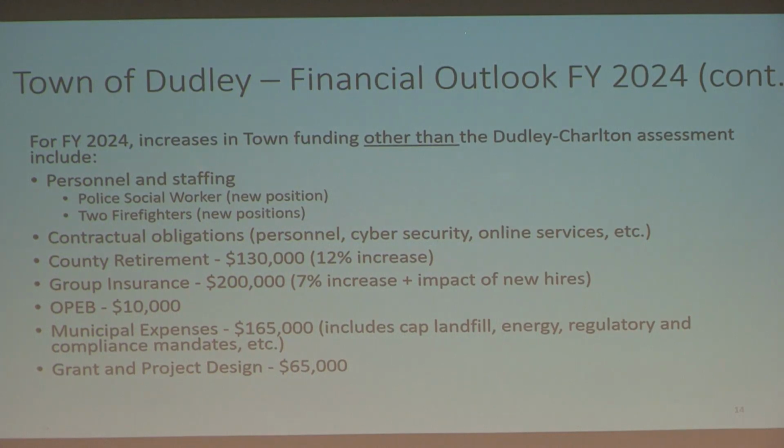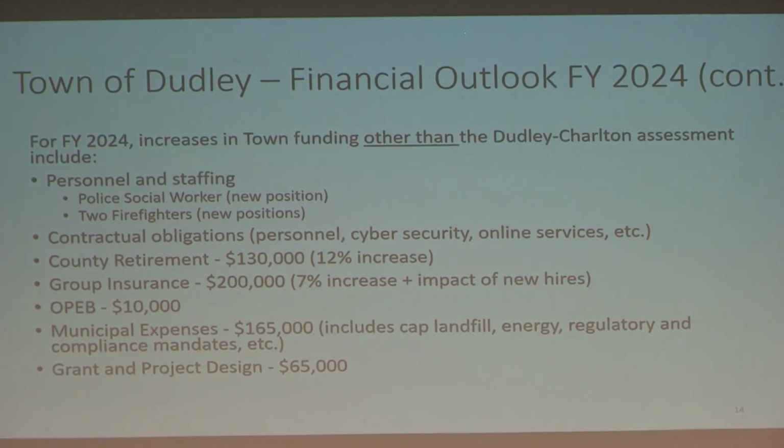This slide also focuses on FY24. These are some of the costs that were identified as increasing, and therefore, I mentioned the 1.67 million on the prior slide. These are some of the things that would fund, and this is other than the Dudley Charlton assessment. So personnel and staffing, specifically focused on a few positions here. Police is a police social worker, which is a new position, 2 firefighters, new positions. Contractual obligations for personnel, cybersecurity, online services, and the like.